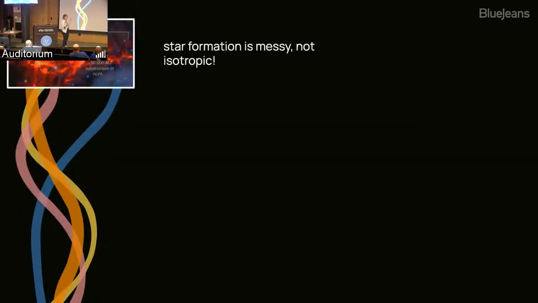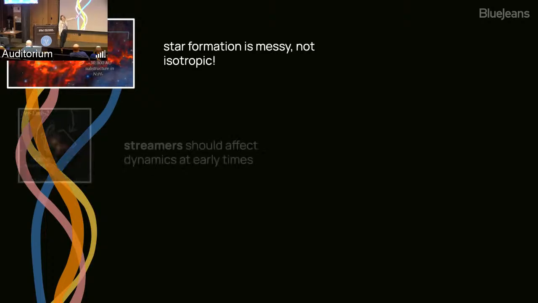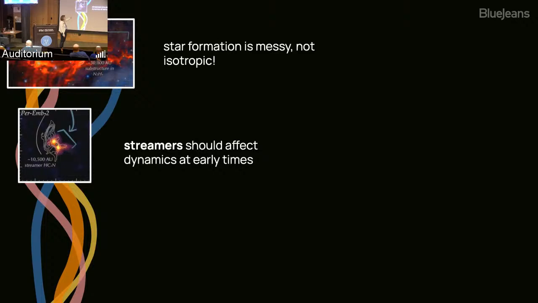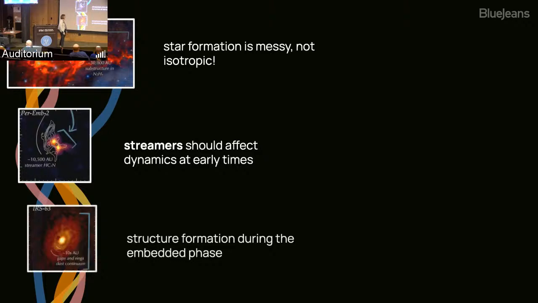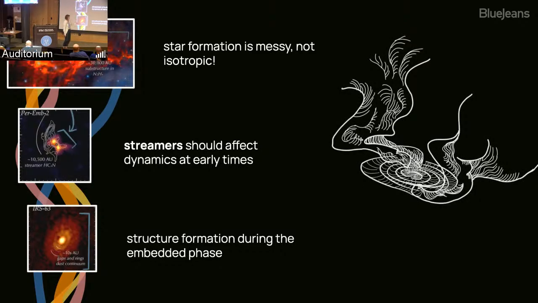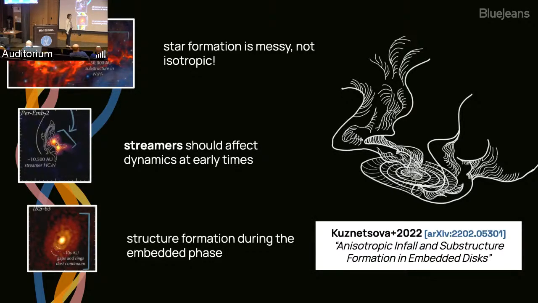So, for the past year, I've really been kind of trying to sell, star formation's messy. We know that streamers should affect dynamics at early times, like I wrote a whole paper about it. It should happen, and you should have structure formation early and often, really, because again, I'll remind you, infall is episodic over the lifetime of star formation. And so this is my cartoon to think about, and this is the paper.